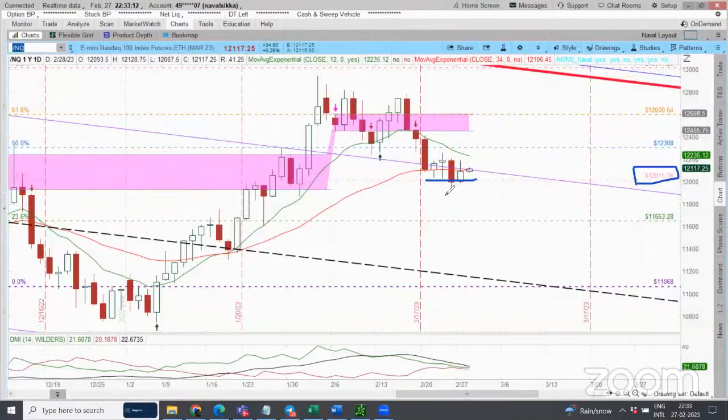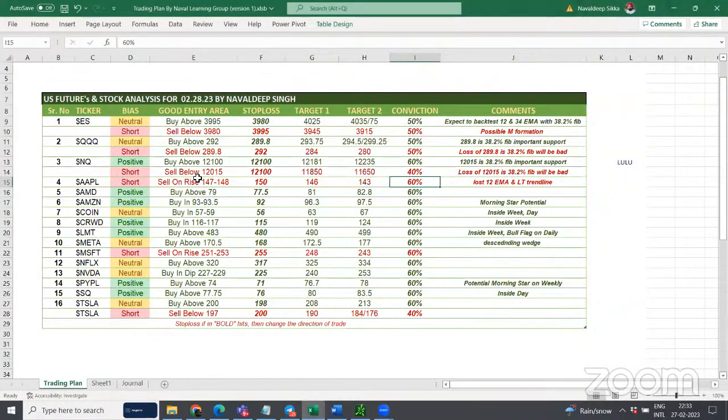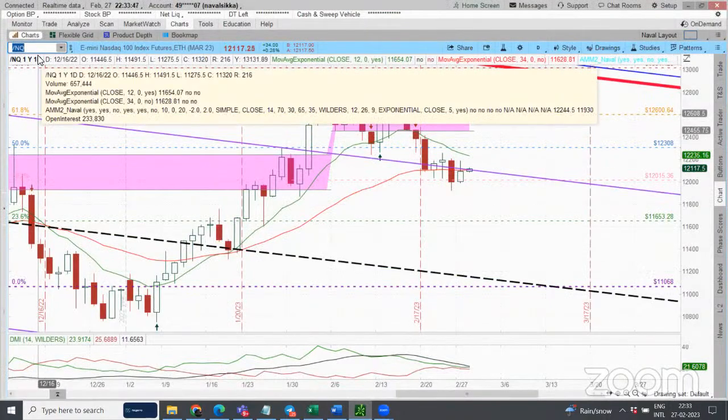I did add a couple of QQQ puts. I wanted to add more, but I'm kind of waiting. If the market loses this area only, then I'm going to go long on those puts. As of now, I'm just in a wait and watch mode on triple Q. So on the short side, I will only sell below this area. So 12,100 will be my stop loss, sell below this. So this level is good. Let's move on to triple Q.